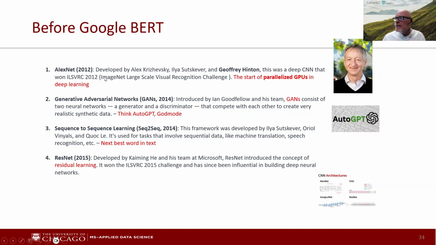The next one is Ian Goodfellow and his team produced GANs, Generative Adversarial Networks. This is where one neural network is a discriminator and one neural network is the generator. One's generating questions and one's discriminating answers back and forth. So these are commonly used to get better results from neural networks. Well, think about it with large language models today.